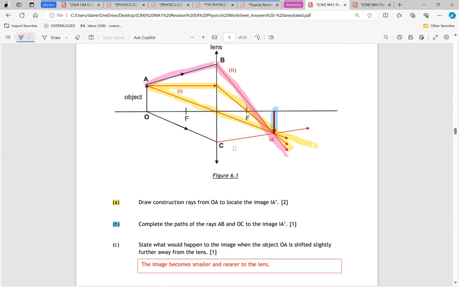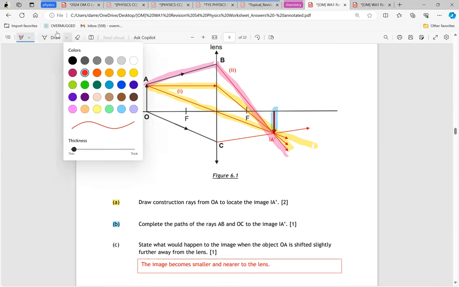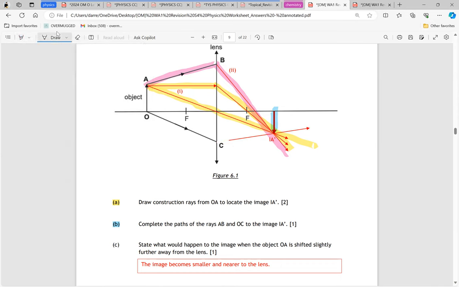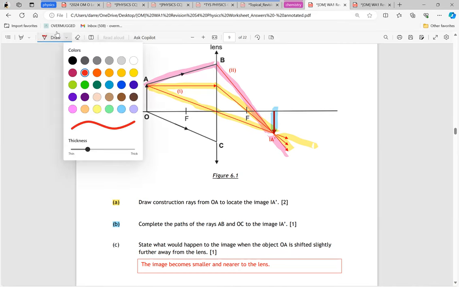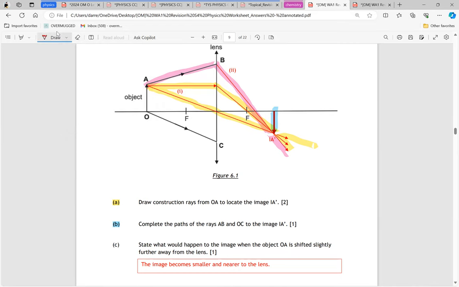Okay, actually, I think this light ray is wrong, man. This one is wrong. Wait, it's not supposed to be here. Because this light ray originates from the bottom of the object, it will converge to the bottom of the image. This is the correct answer. You get it? It's not supposed to converge to the top of the image.